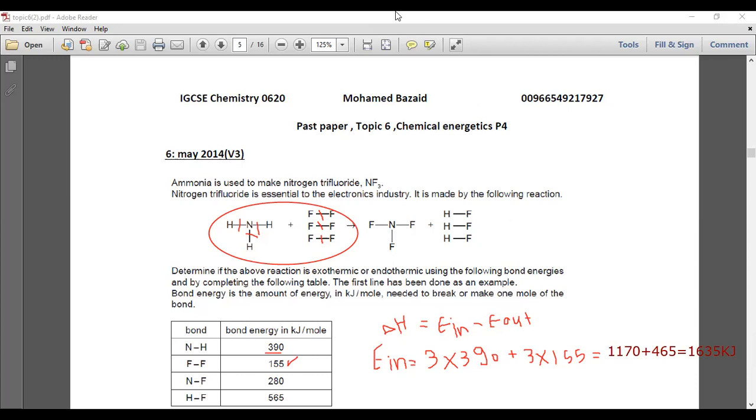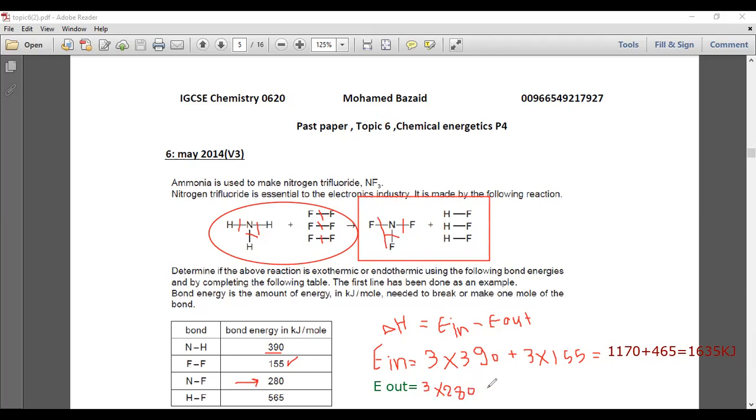Now, what should I do? Energy out, E out equal. E out, what does it mean? Energy of the products. Start with the first compound, N bond F. N bond F. So I have 3 bonds. Multiply. What is the value of each N bond F bond? 280.